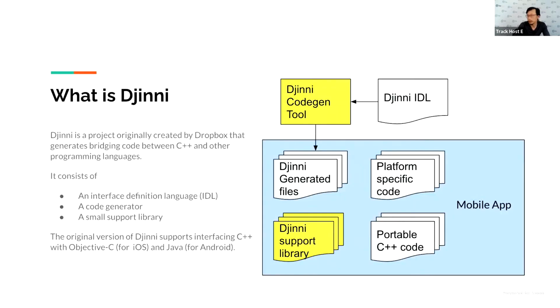Genie is a project originally created by Dropbox. It generates bridging code between C++ and other programming languages. It has 3 parts: an interface definition language, a code generator, and a smart support library.